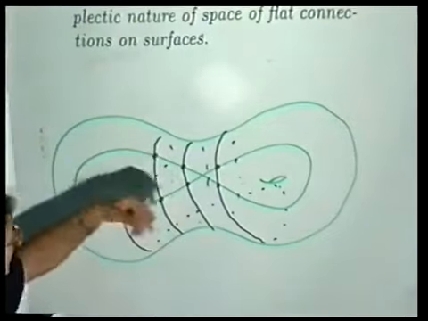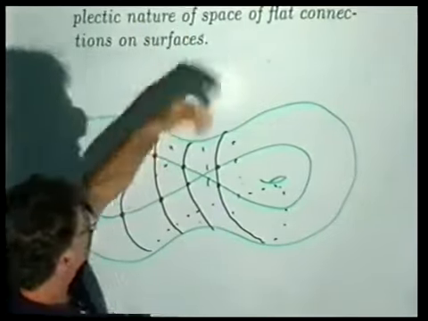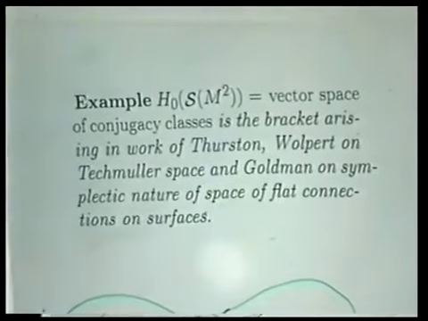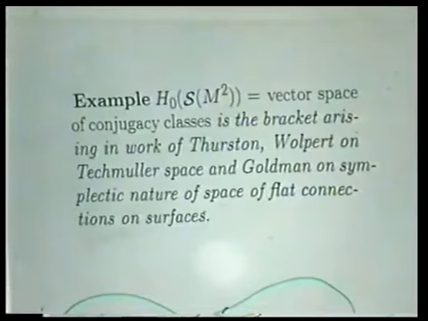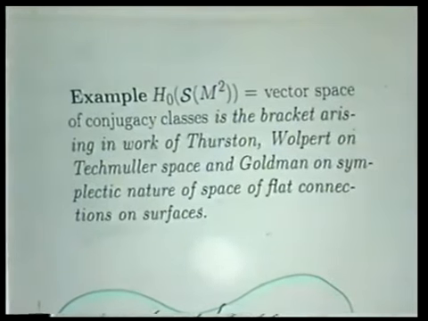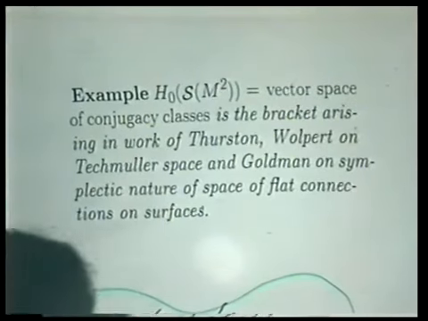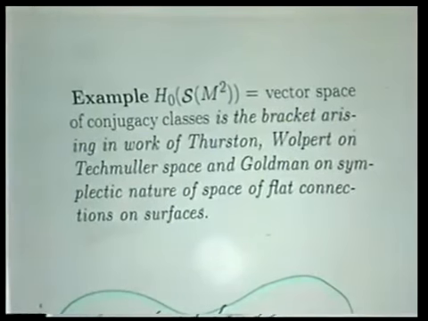Anyway, this bracket is the same as the bracket on functions coming from the associated symplectic structure, where the function is given by, for example, on Teichmuller space, the length of the closed curve we're talking about, or the trace of the holonomy of the flat connection. That's a function, and then you have some bracket. And this operation is compatible with those structures.